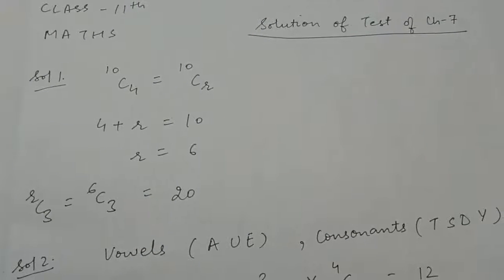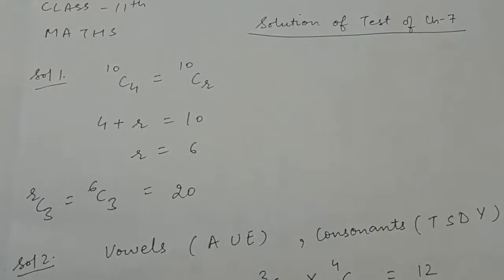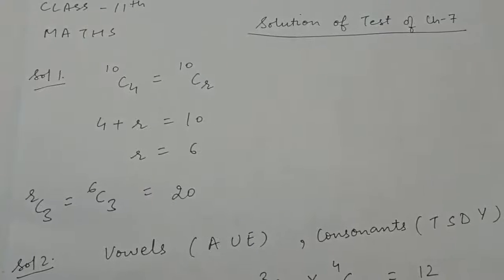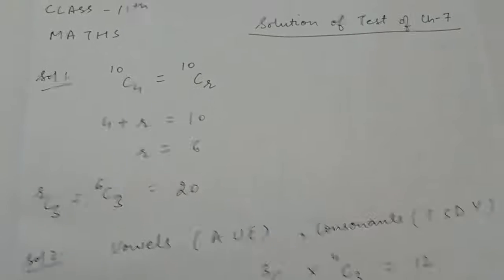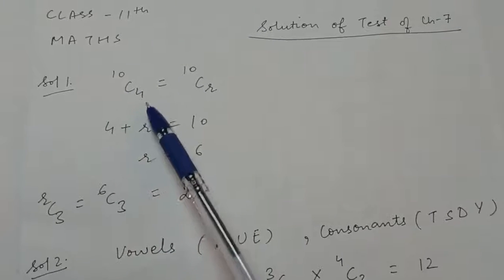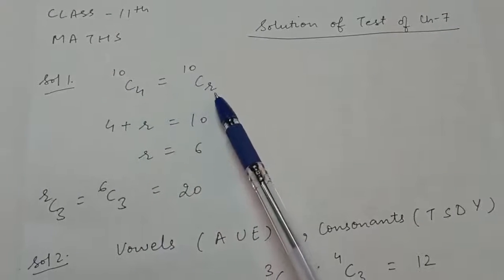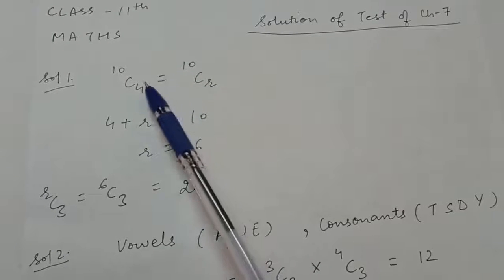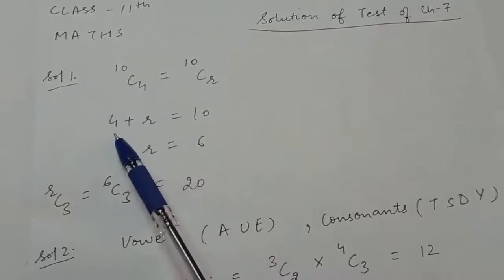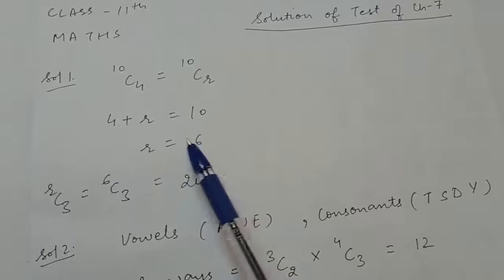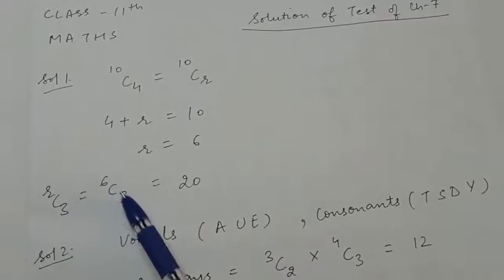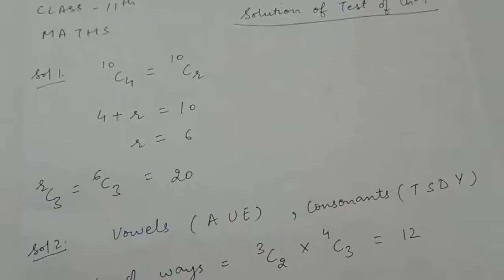So question first is, if 10C4 is equal to 10CR, find RC3, right? So first of all we will find R. Now we know this, that if NCR is equal to NCS, then R plus S is equal to N, right? So here 4 plus R is equal to 10, then R will be 6. So RC3 will now become 6C3, which is 20, right?